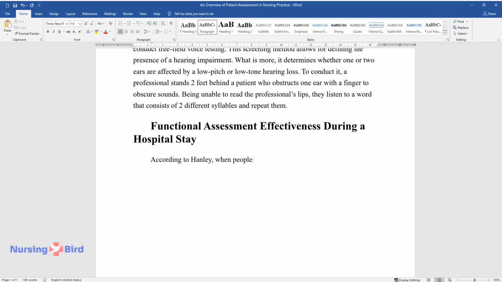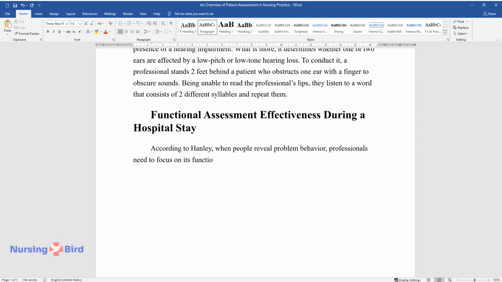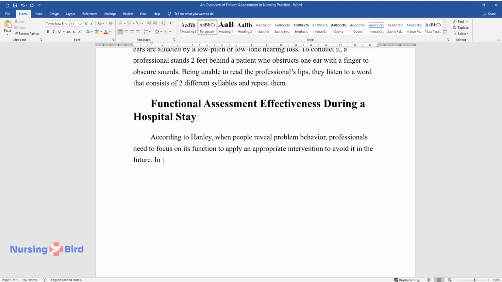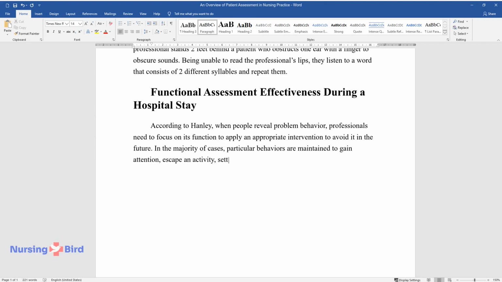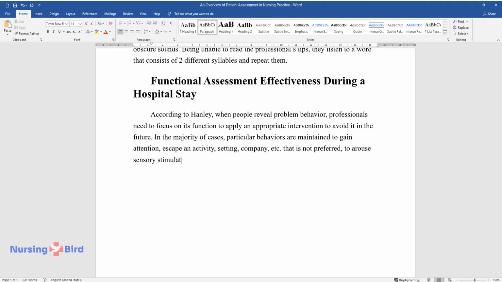Functional assessment effectiveness during a hospital stay. According to Hanley, when people reveal problem behavior, professionals need to focus on its function to apply an appropriate intervention to avoid it in the future. In the majority of cases, particular behaviors are maintained to gain attention, escape an activity, setting, company, etc. that is not preferred, to arouse sensory stimulation, and to get some item.